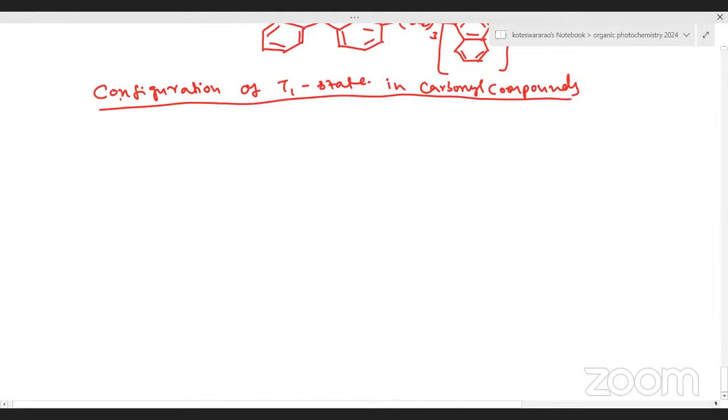The configuration of the low-lying triplet state in a ketone, the T1 state, need not be the same as that of the first excited singlet state. In carbonyl compounds, the S1 state is of n to pi star configuration, and the S2 state is the pi to pi star configuration, whereas its corresponding triplet state is the pi to pi star triplet state. Whereas the T1 may be n to pi star or pi to pi star, because sometimes the gap between S1 and S2 may be larger.